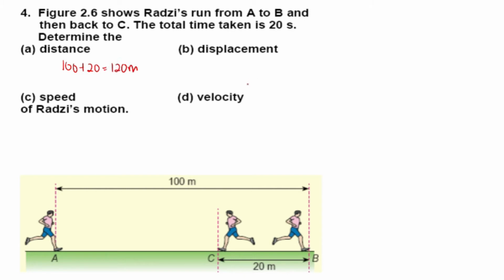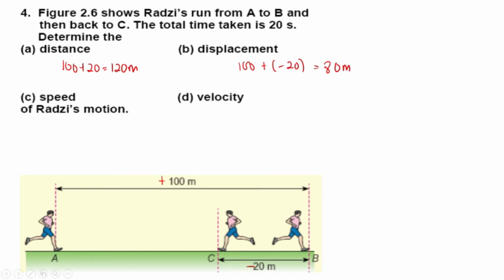How about the displacement? You can see there is a change of direction here. From A to B is, let's say, positive 100. When it turns back, the direction changes in the opposite way, so this one should be negative 20. So 100 plus negative 20, you will get 80 meters.